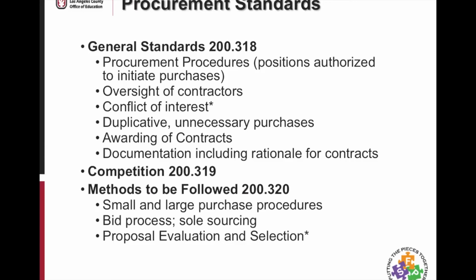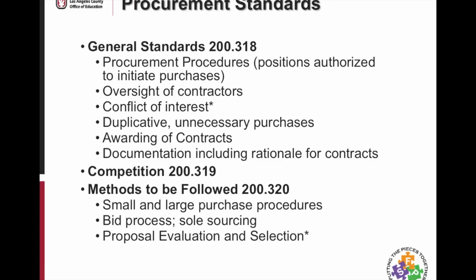What's your procedures? We talked yesterday about not having duplicative or unnecessary purchases. Well, that should be in your procedures. What do we have for a purchase, particularly for equipment? How do we check to see we don't have duplicates, that we don't need to buy new items? And then documents, including your rationale for contracts. Okay, so contracts can be a big ticket item, and how are you documenting that that contractor is the right contractor.